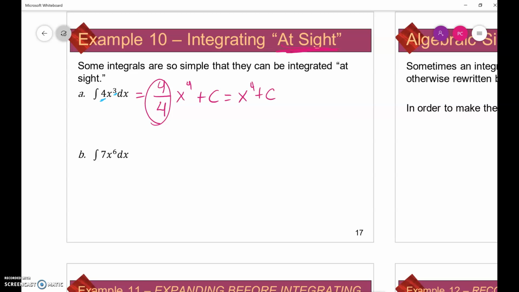Okay, same thing works here on the integral of 7x to the 6th. I would have 7 over 7 x to the 7th plus c. So we could just integrate the integral of 7x to the 6th dx is just x to the 7th plus c. So some of these are going to be a little faster, and you want to be able to integrate those at sight pretty quick just to make calculating quicker.